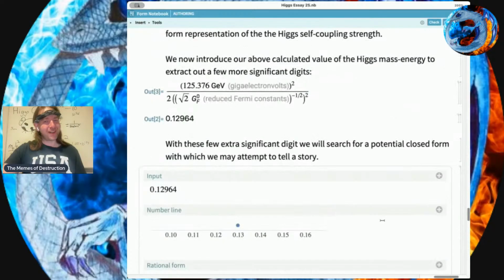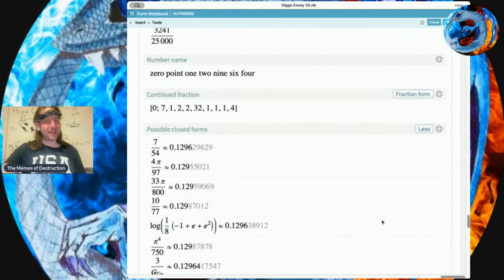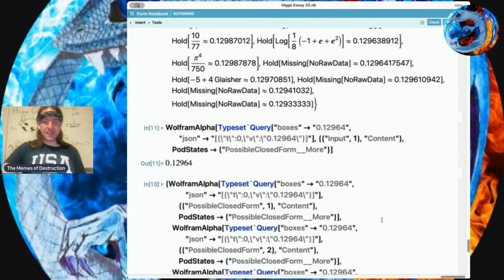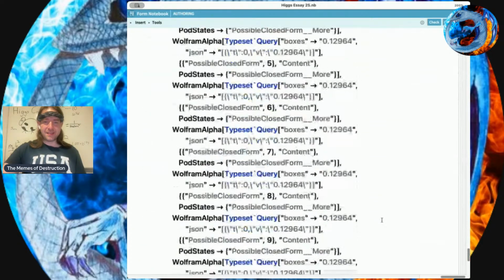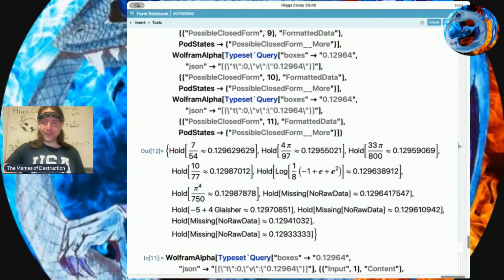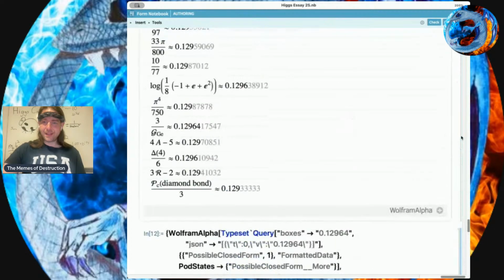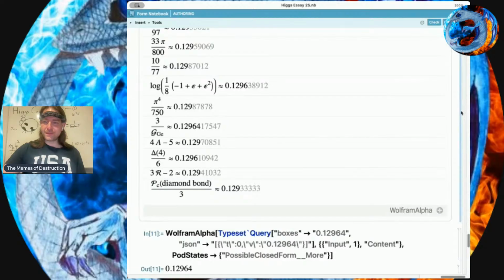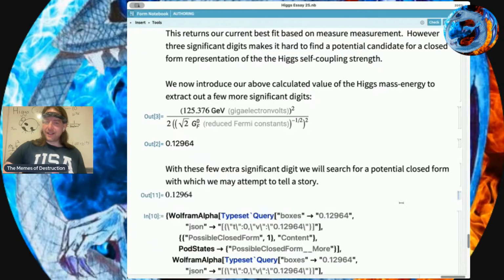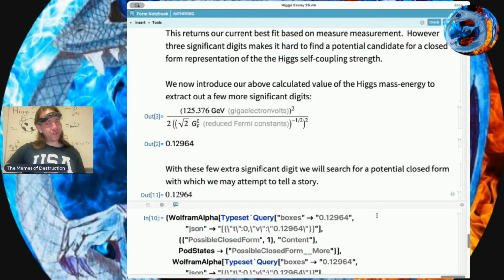Okay. Our Higgs interaction value. Let's take off all these crazy hold states and get that box there. So we got these few extra significant digits.